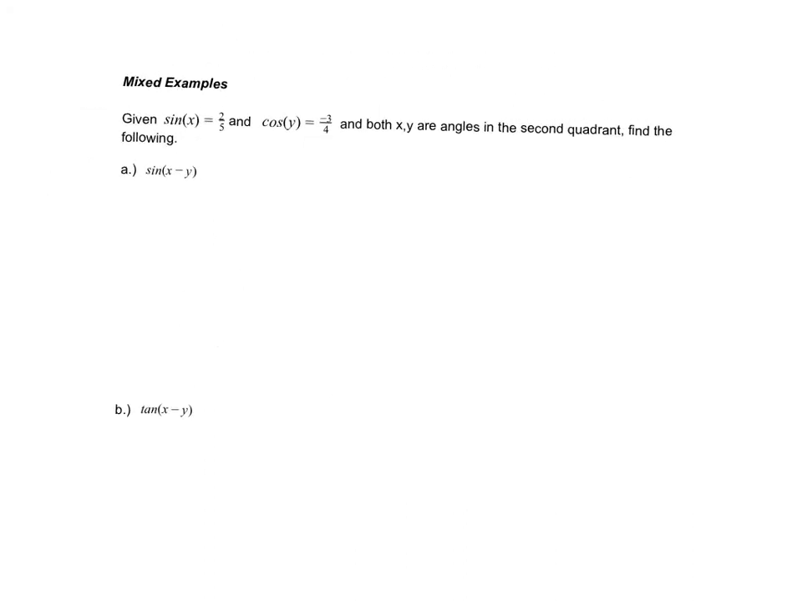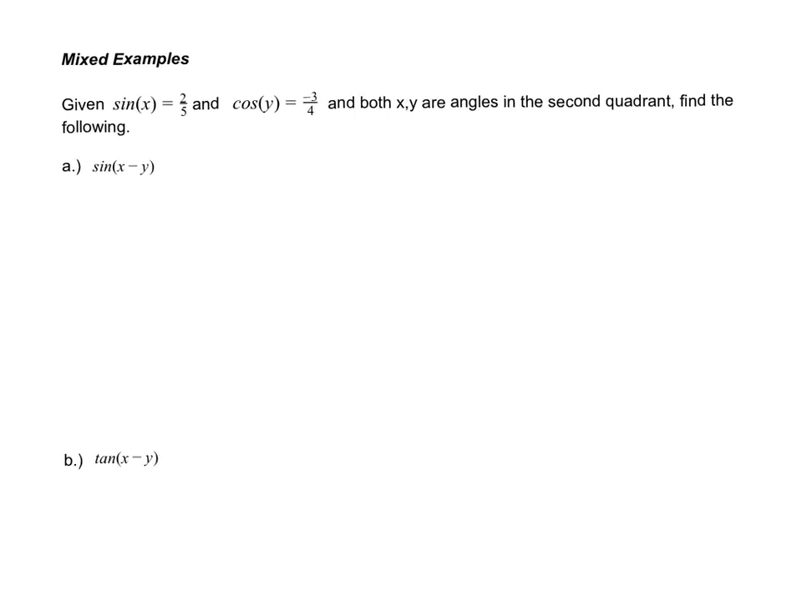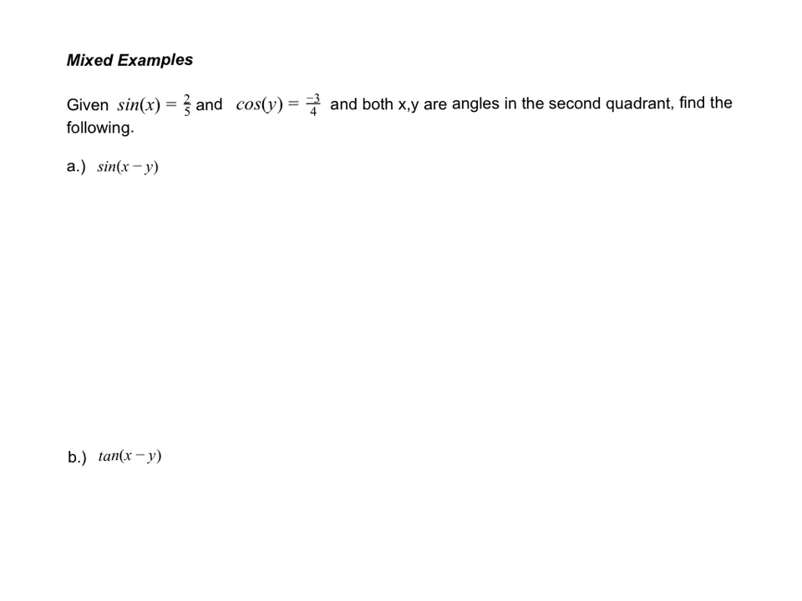So now we're going to do some mixed examples. We're given sine of x equals 2/5 and cosine of y is -3/4. And both our angles are in the second quadrant, and we want to find sine of x minus y and then tangent of x minus y.